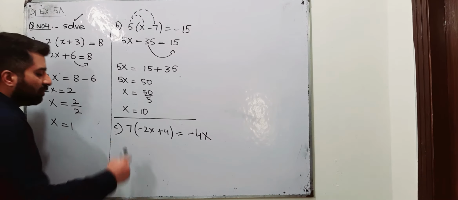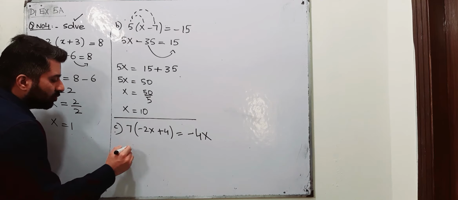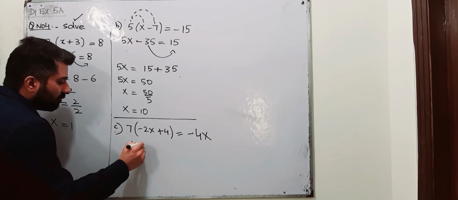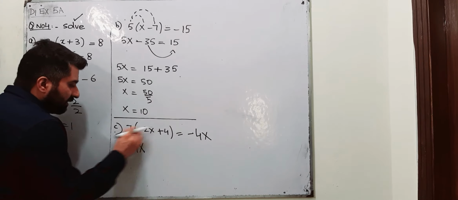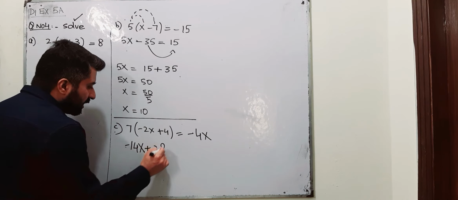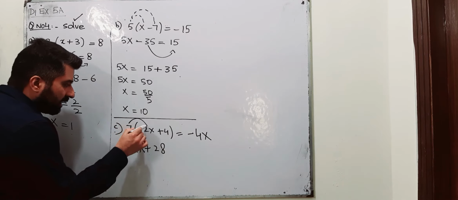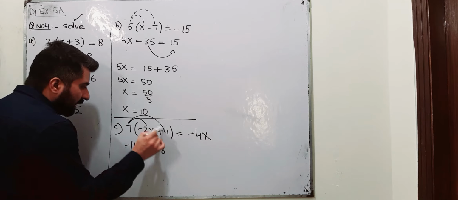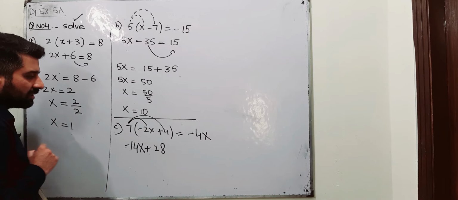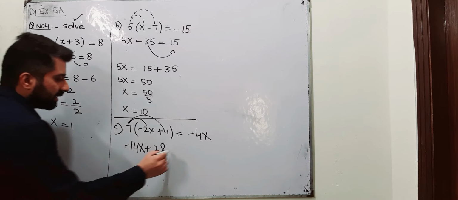Now first of all I will open the bracket. 7 into minus 2x is minus 14x. 7 into 4 is 28. The number outside the bracket will be multiplied by all the terms inside the bracket.